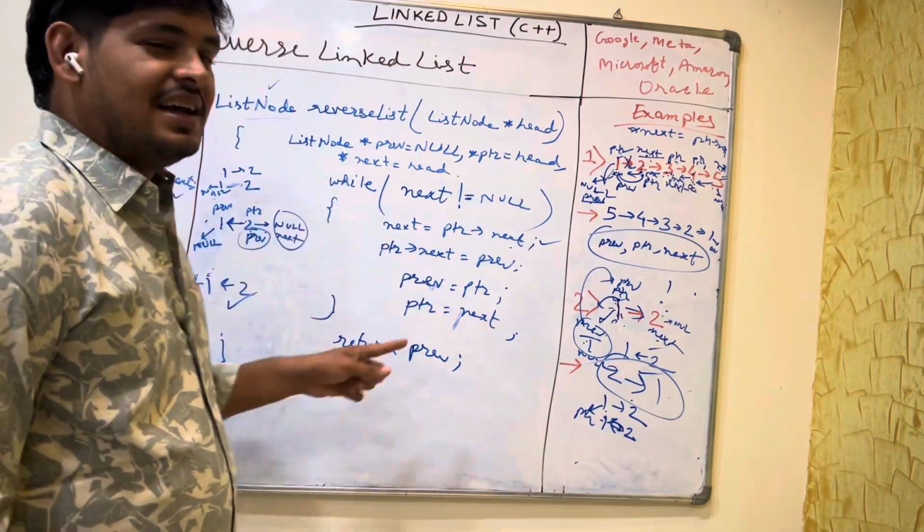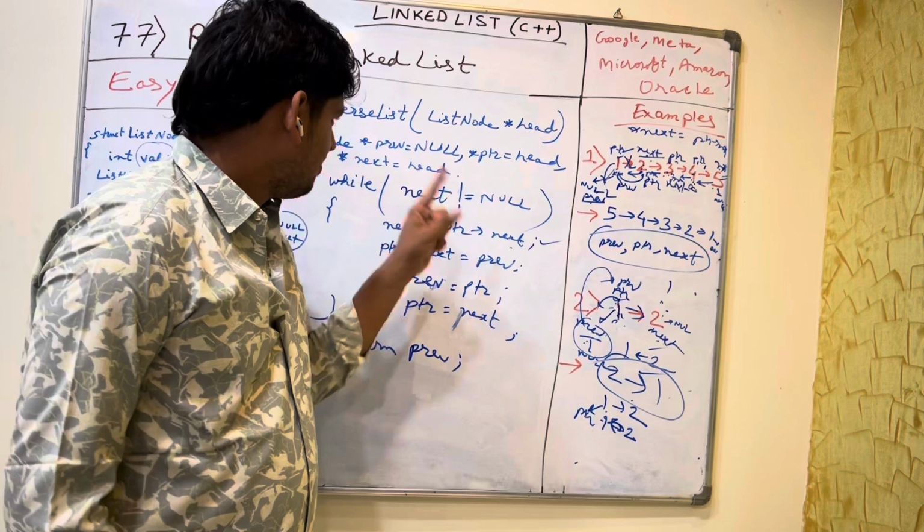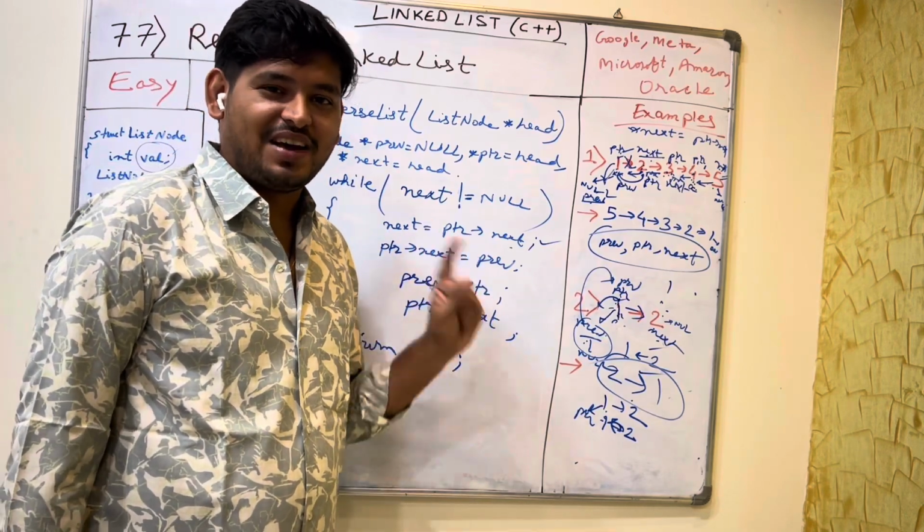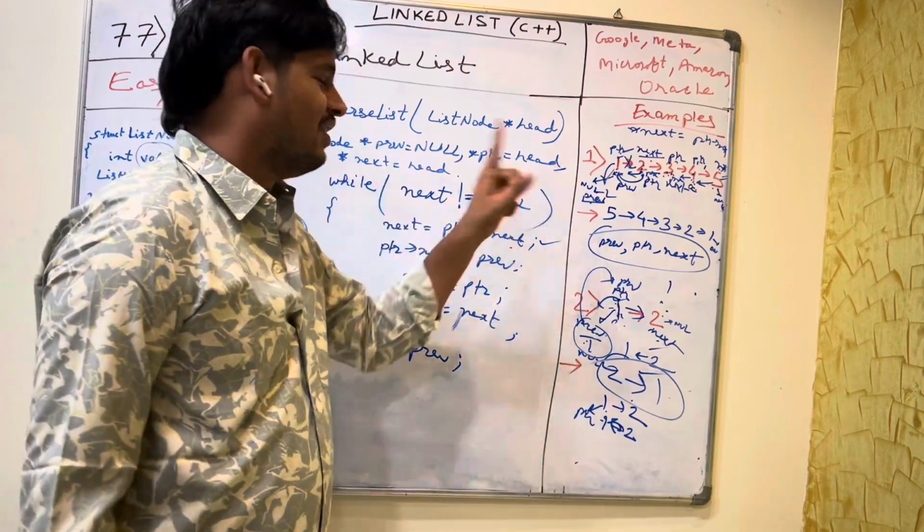You have understood this. The link to the question is given in the description. Now please try it yourself and then come to my code walkthrough section. The time complexity is order of n and the space complexity is order of 1.